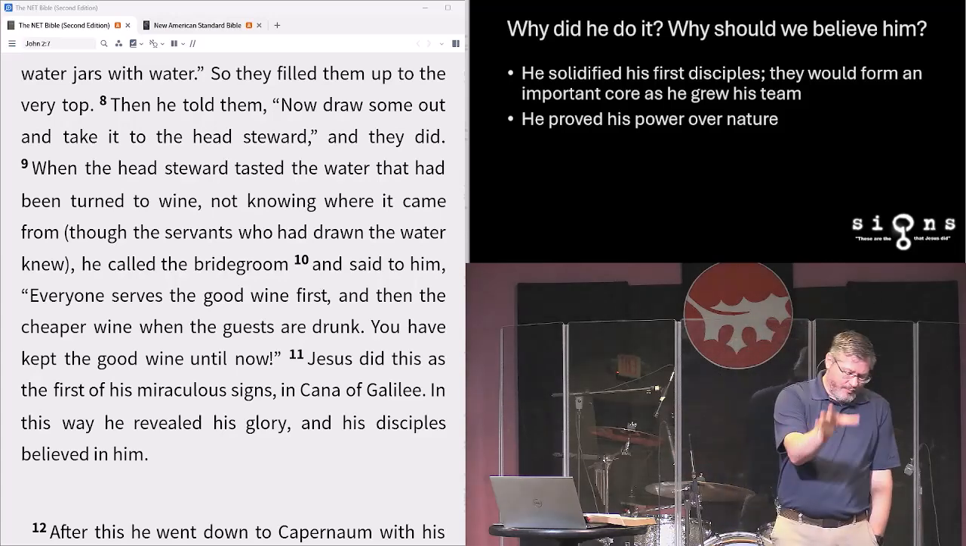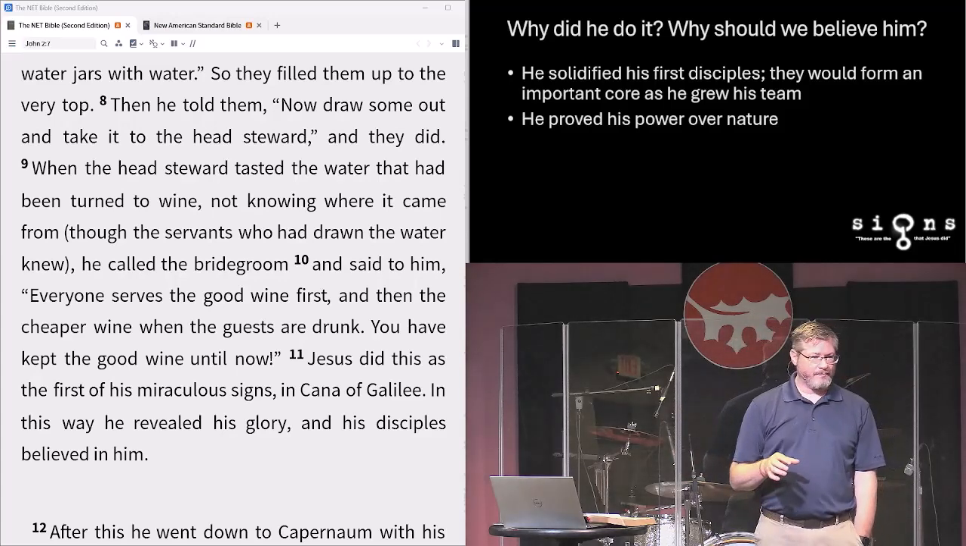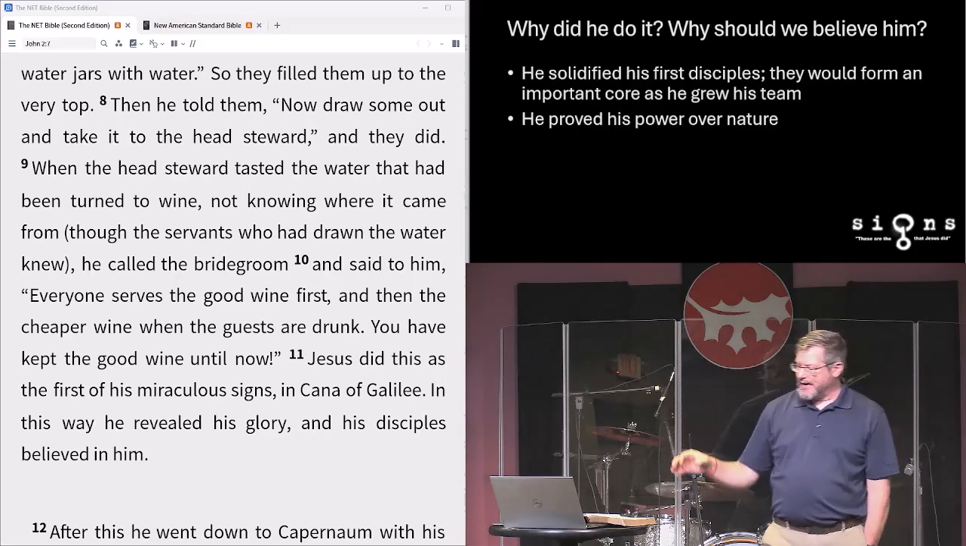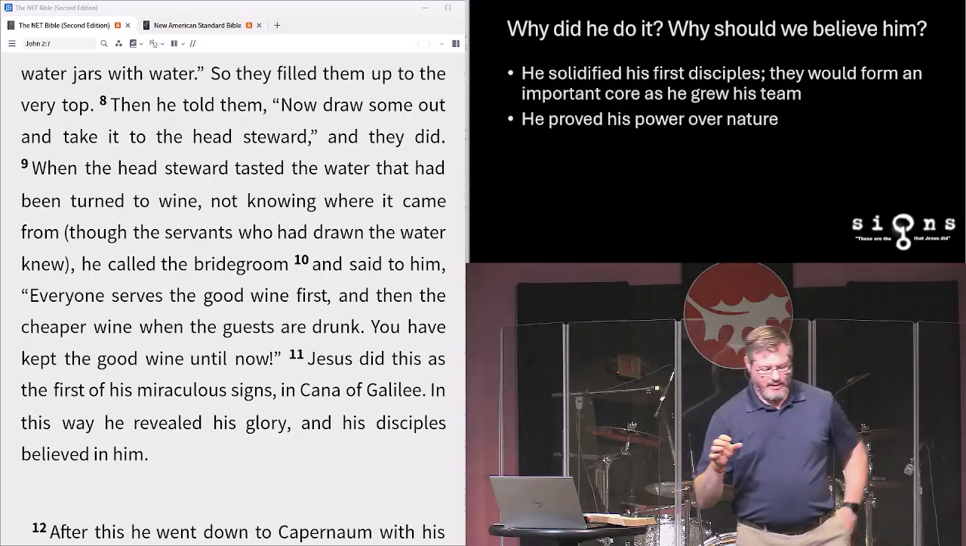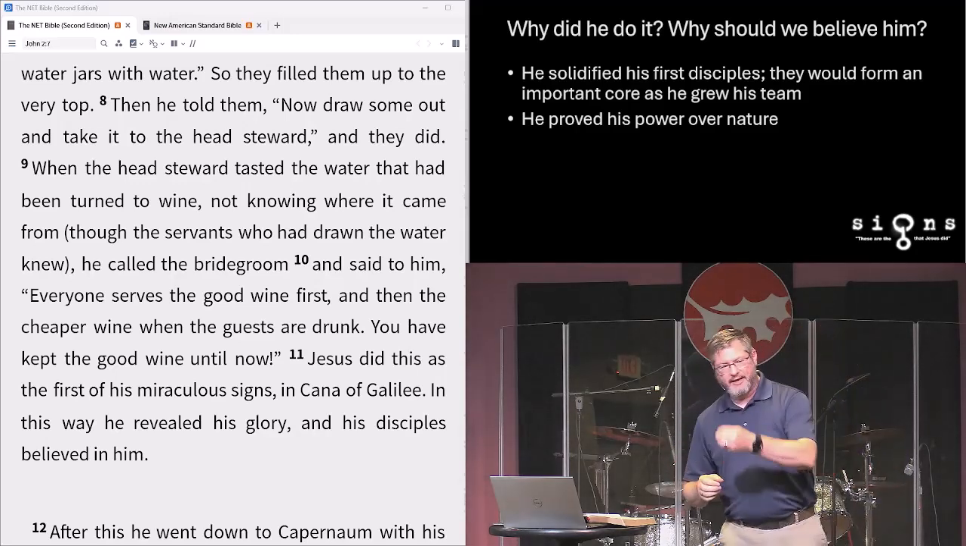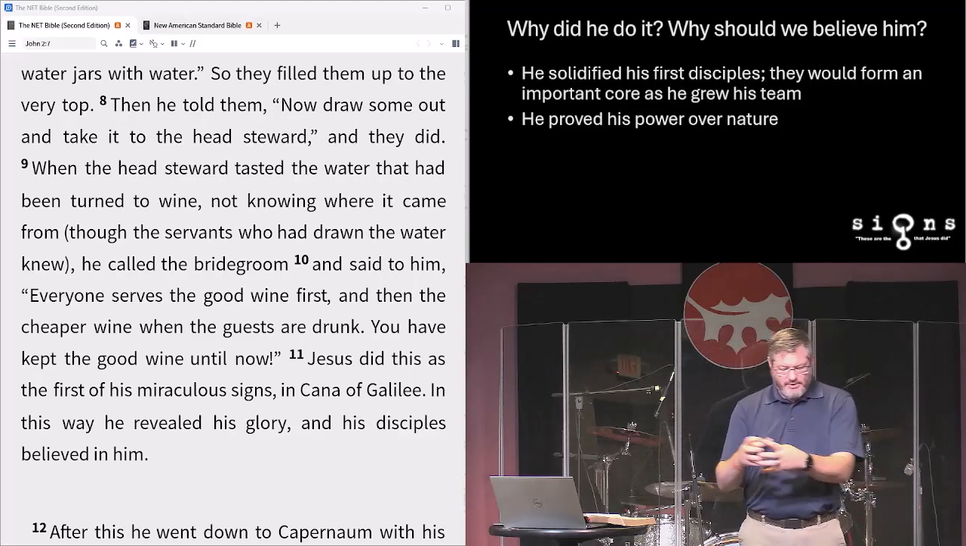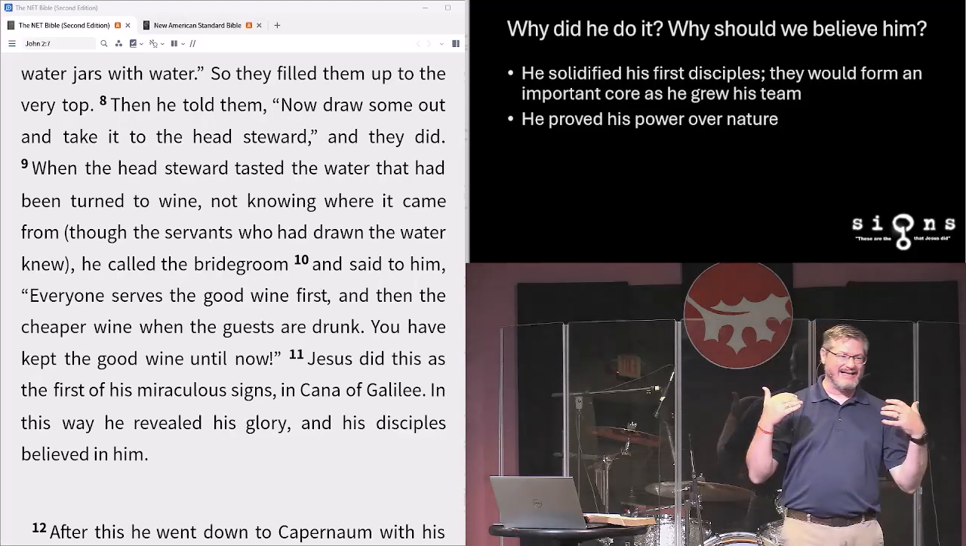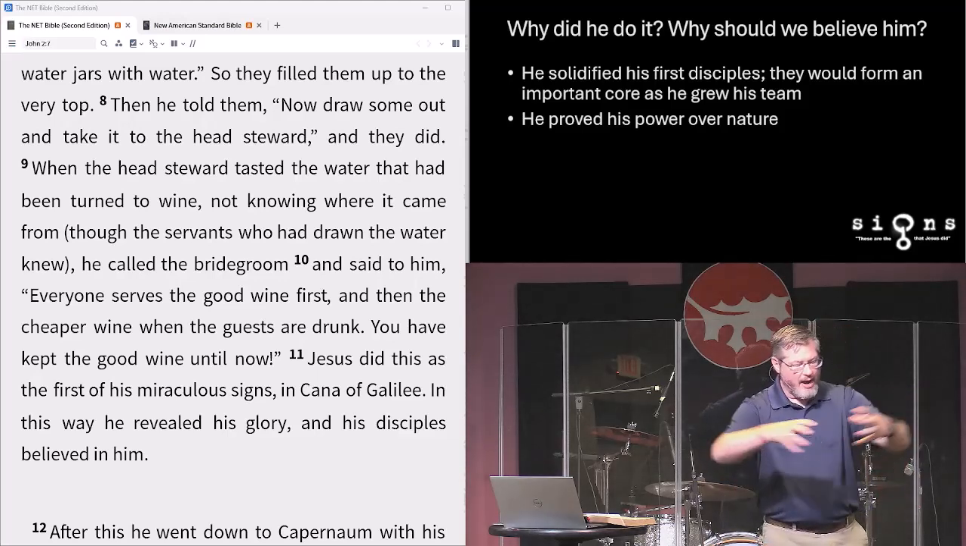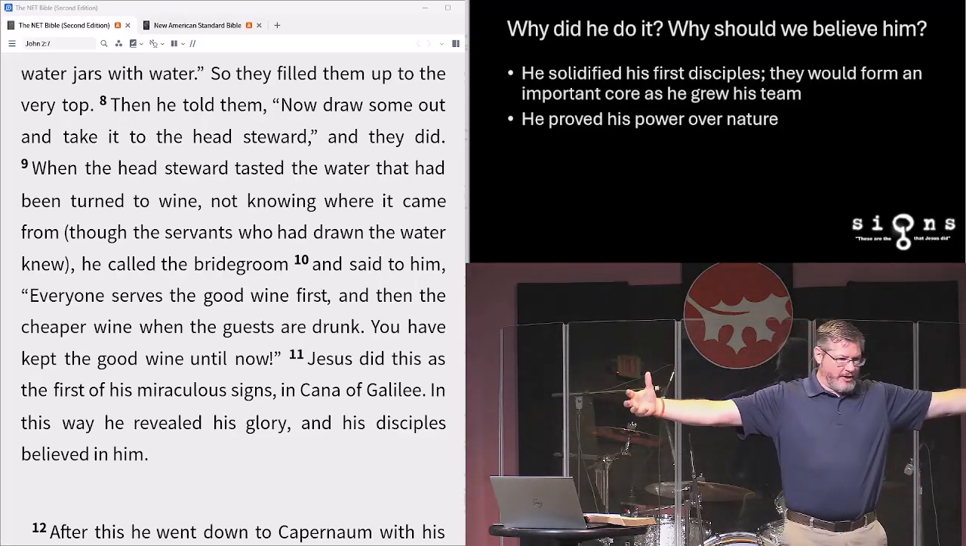We already talked about this. He proved his power over nature. Remember that these signs are recorded. Jesus did these signs so that you may believe that he is the Christ, the Son of God. Okay, not just the Savior, but he is deity. He is God. He is the one who has power over nature.